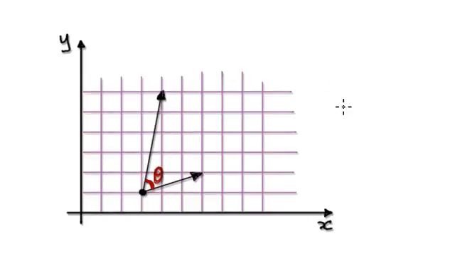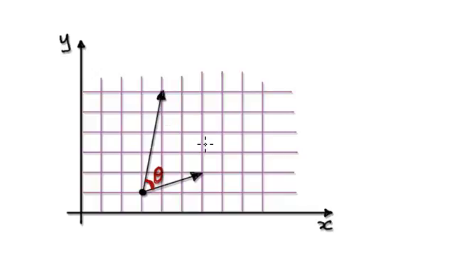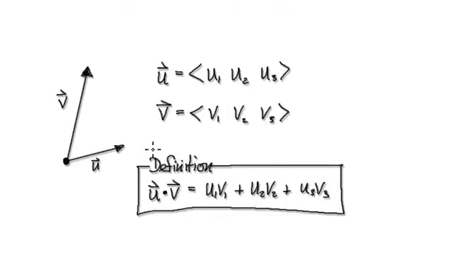In this video, we're going to look at the dot product. The whole purpose of the dot product is just so that we can work out the angle between two given vectors. So in this video, we're going to try and develop a way of working out the angle given two vectors.